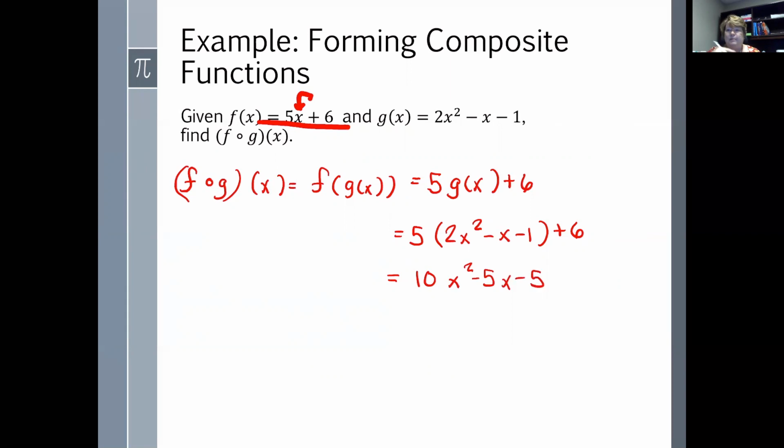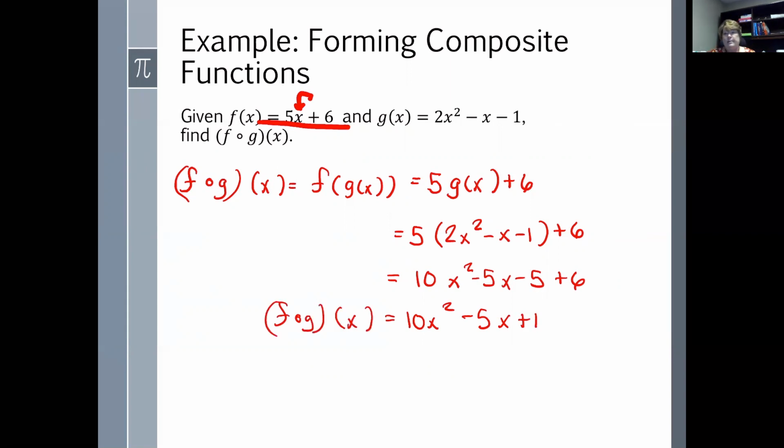I had my brain on. 5 times 2 was 10. So I distributed the 5 across. 5 times 2 is 10. 5 times negative x is negative 5x. 5 times negative 1 is negative 5, plus 6. Let's just combine like terms. So there is f composed with g of x.